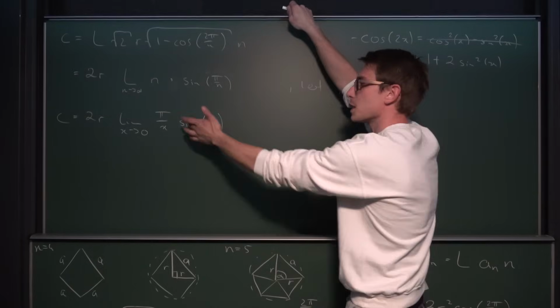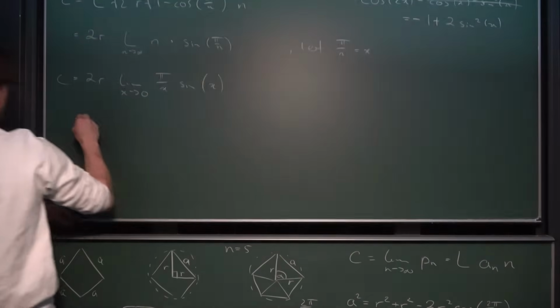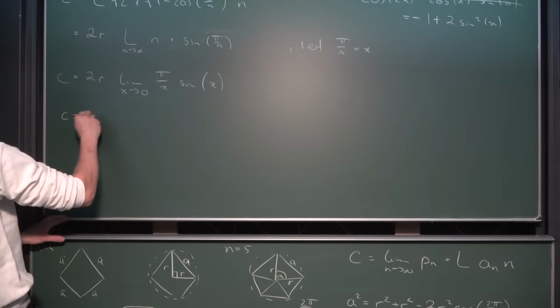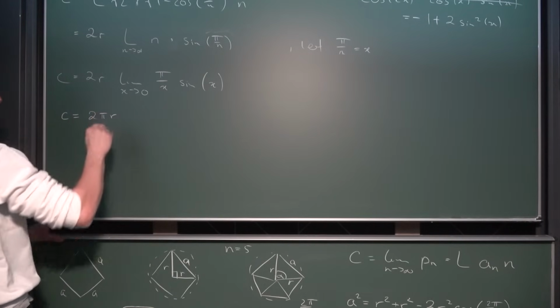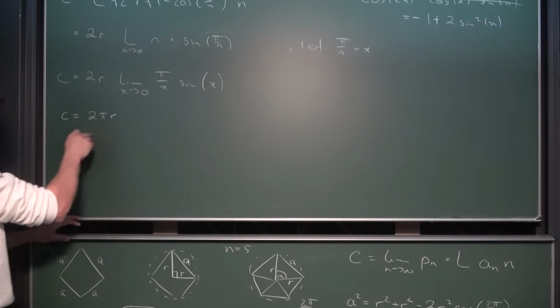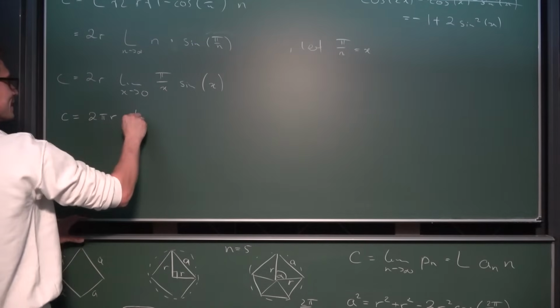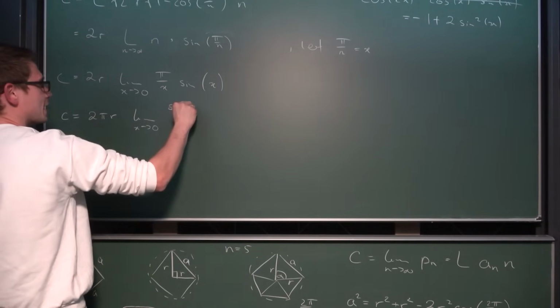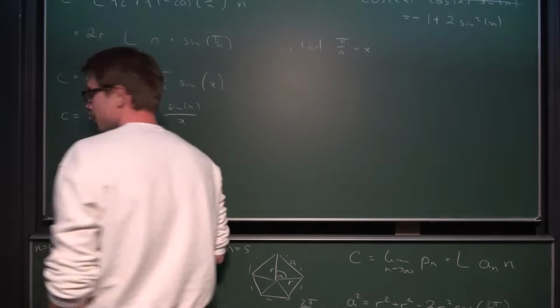Now we can bring the pi to the front. So the circumference, supposedly, is now equal to 2 pi times r. Oh, there it is, and there it is. But we still have this right here: the limit as x approaches 0 of sine of x divided by x.